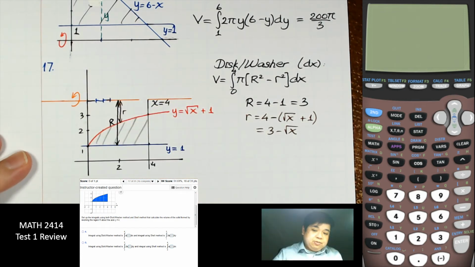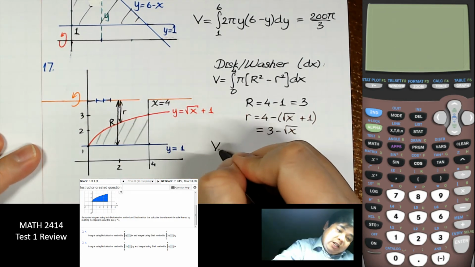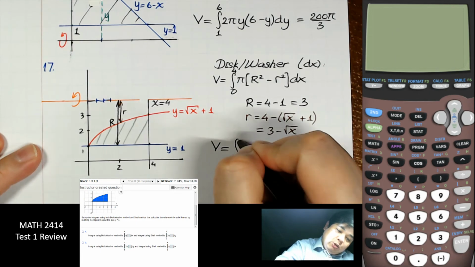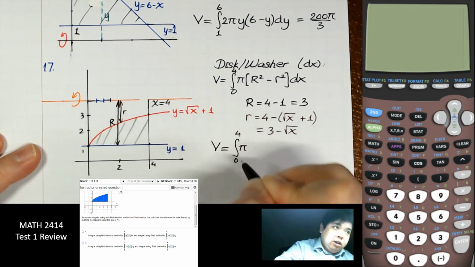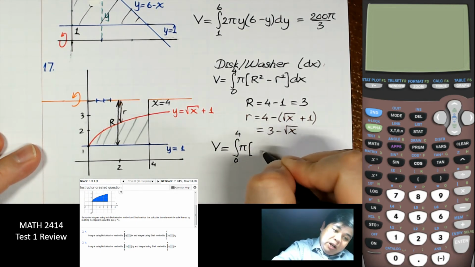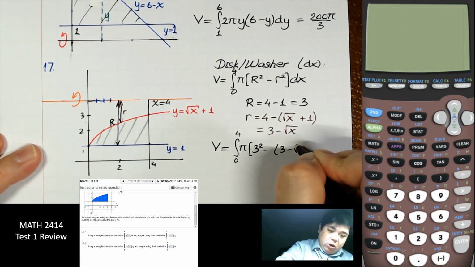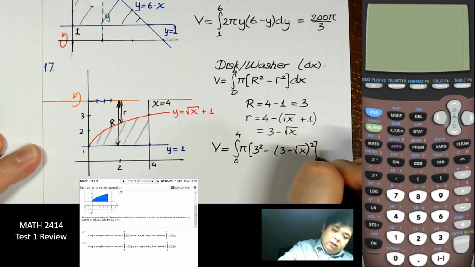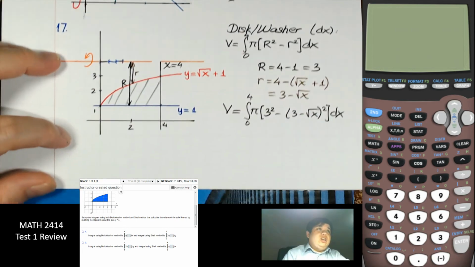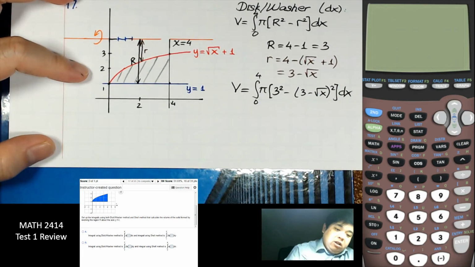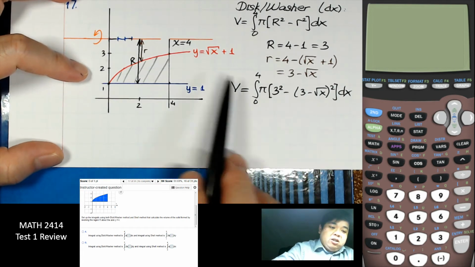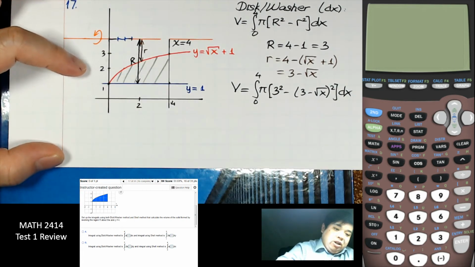That's good. So for this washer method, 0 to 4, pi, big R, 3 squared minus 3 minus square root of x, squared, dx. Right, so that is the disk or washer method. It is the washer because there is the hollow region.